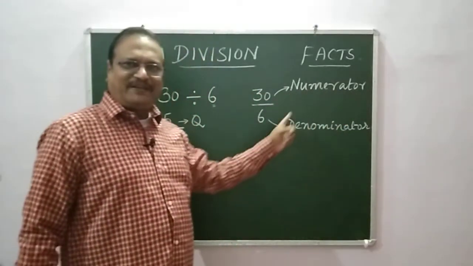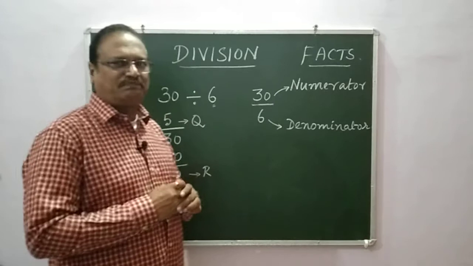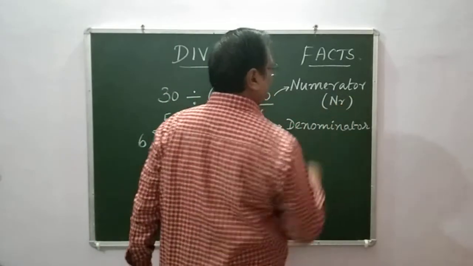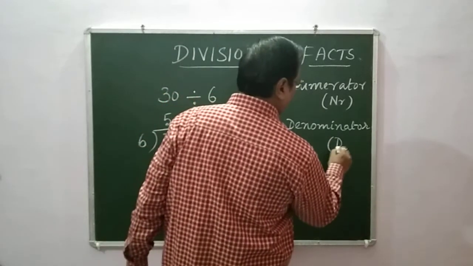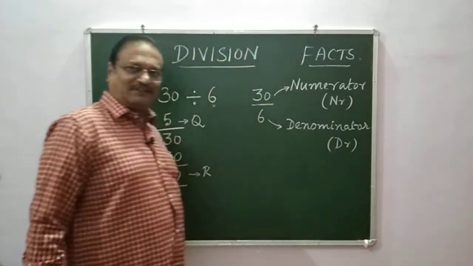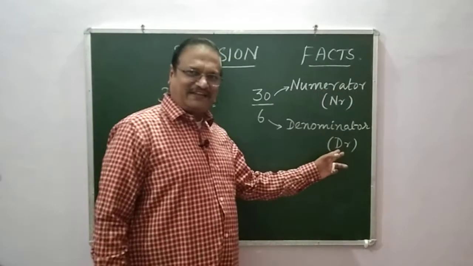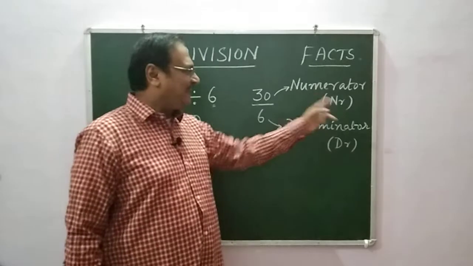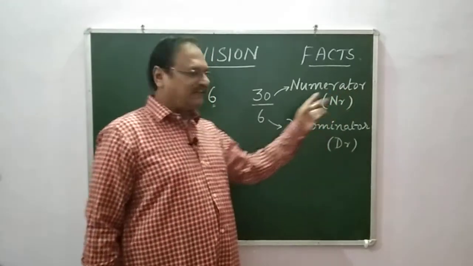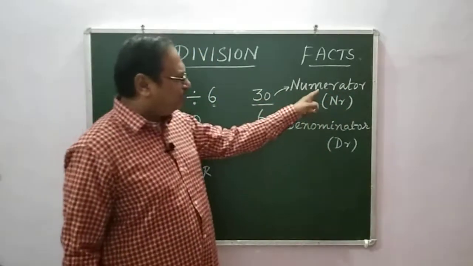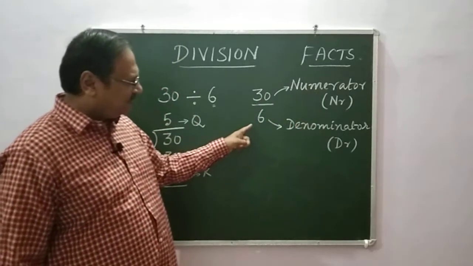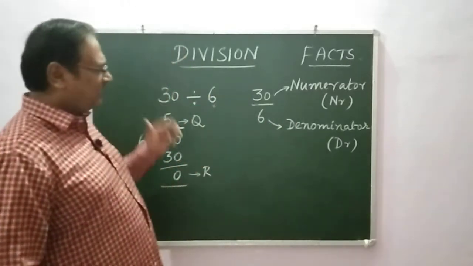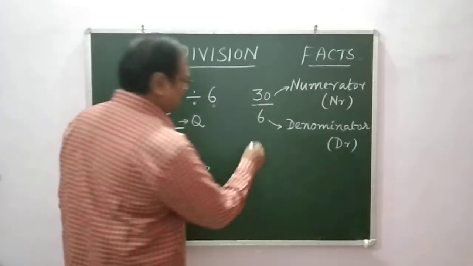Numerator, denominator. I will make it very simple for you. Just write NR for numerator and DR for doctor. Here in mathematics, it is not doctor, it is denominator. And NR is numerator. The number up is called the numerator. The number down is called the denominator.